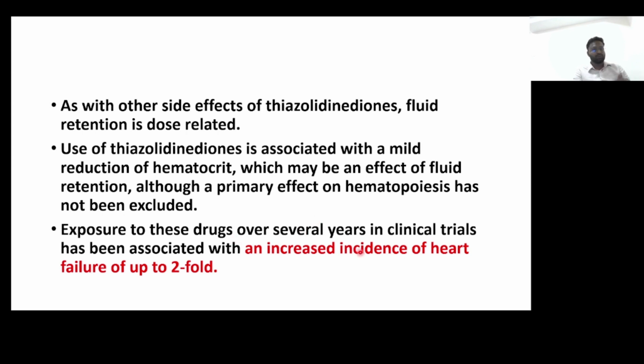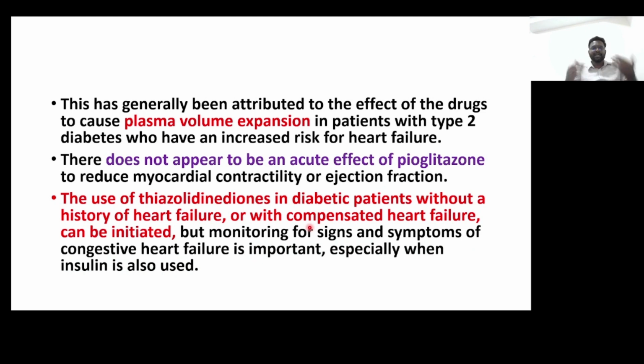Exposure to the drugs over several years in clinical trials has been associated with an increased incidence of heart failure up to 2-folds. This heart failure has been attributed to the effect of the drugs to cause plasma volume expansion in patients with type 2 diabetes, particularly those who have an increased risk for heart failure. But that does not appear to be an acute effect of pioglitazone to reduce myocardial contractility or ejection fraction. The use of thiazolidinediones in diabetic patients without a history of heart failure, or with compensated heart failure, can be initiated. But monitoring the signs and symptoms of congestive heart failure is very, very important, especially when it is combined with insulin.